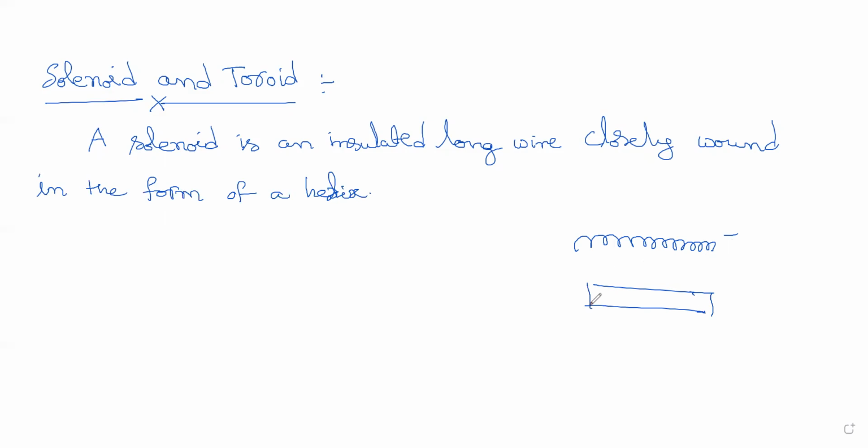You take a solid cylinder and wind something like this. Then what you get is a helix. This is the structure called helix. Clear about this? In the form of a helix. A solenoid is an insulated long wire closely wound in the form of a helix.